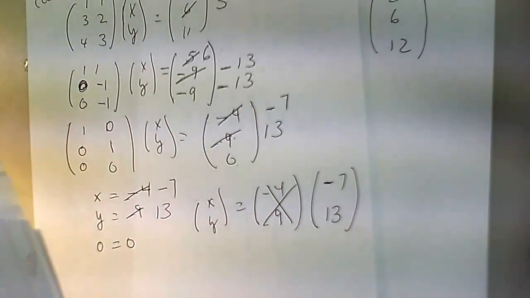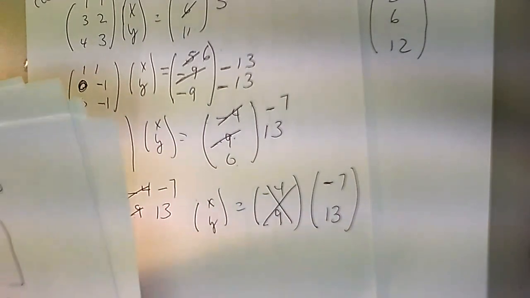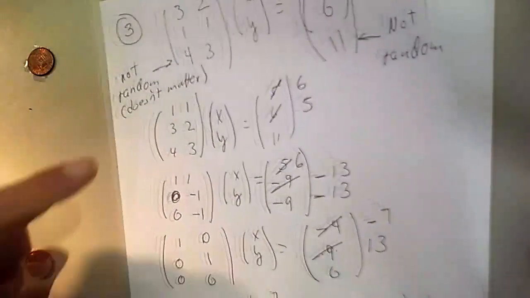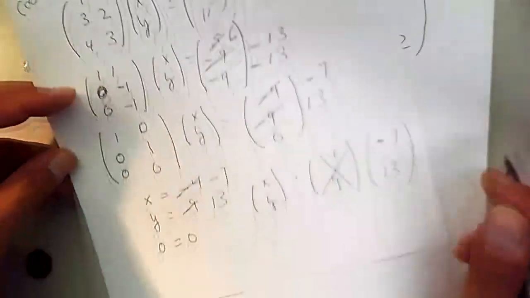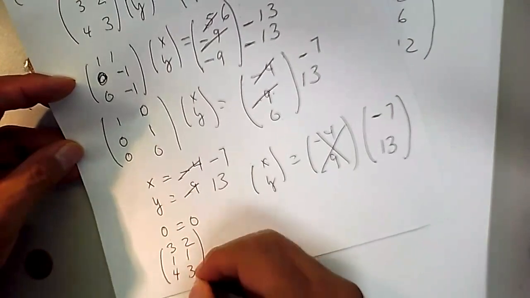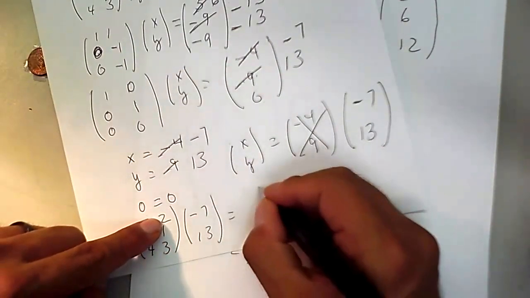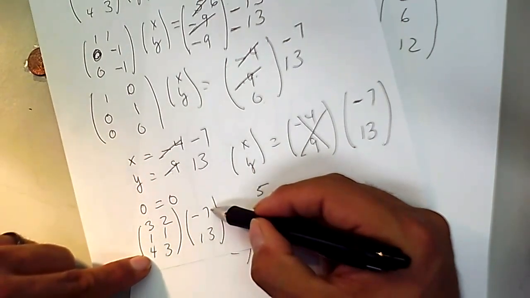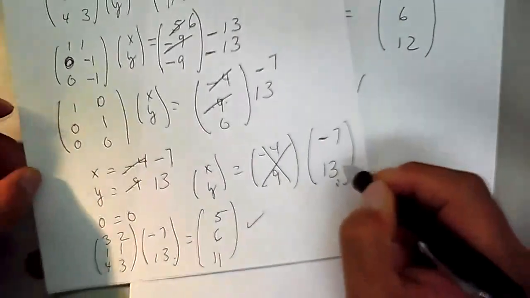And now it's fixed. I'm going to check with my first example. Which doesn't match, but let's just double check and see if it works. We have the problem here, and let's make sure that this guy works. 3, 2, 1, 1, 4, 3, multiplied with negative 7, 13, and let's see what we obtain. Negative 21 plus 26, 5. Negative 7 plus 13, 6. Negative 28 plus 39, 11. It works. So this is the correct answer to example 3.